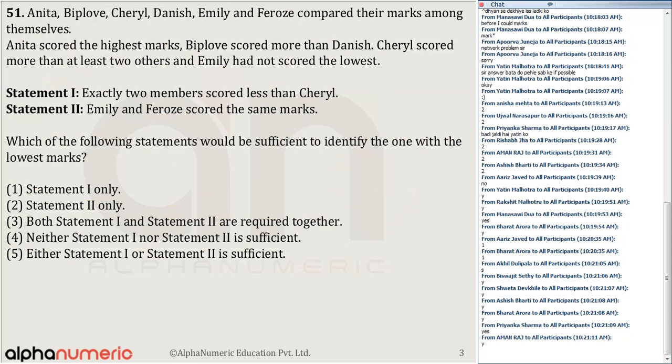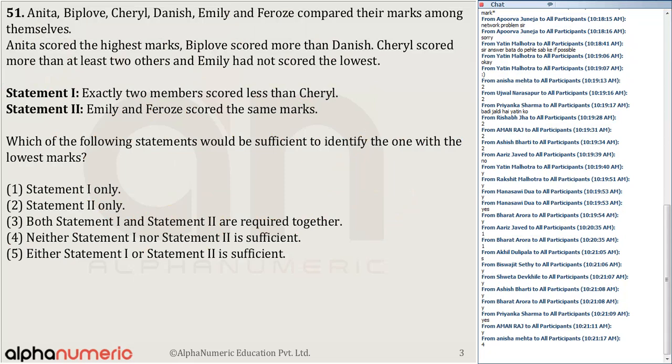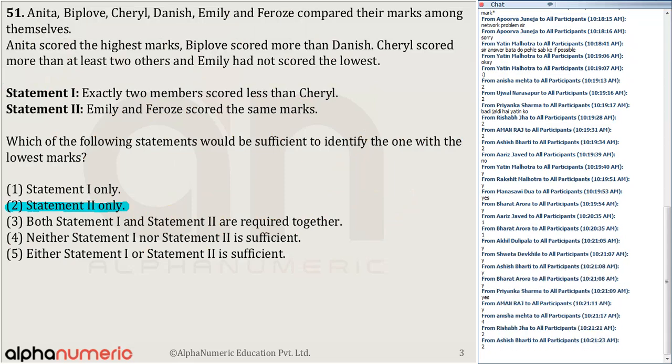Okay, the question number 51. So, I think the correct answer for question number 51 is option number 2. Statement 2 only. Okay, and question number 51.